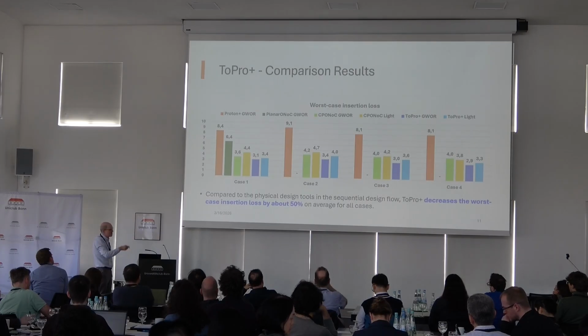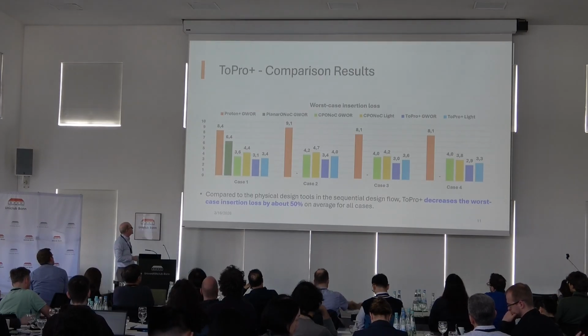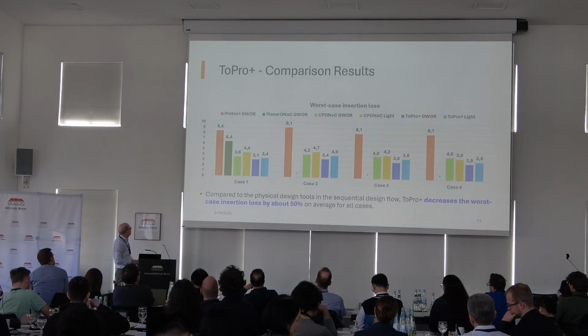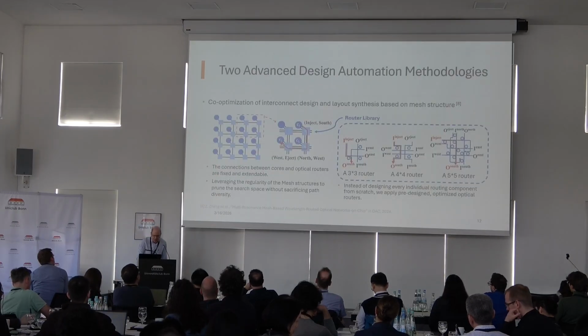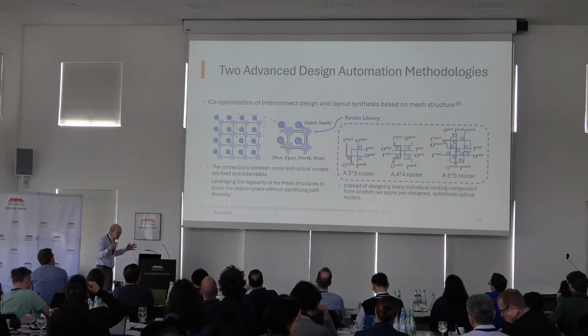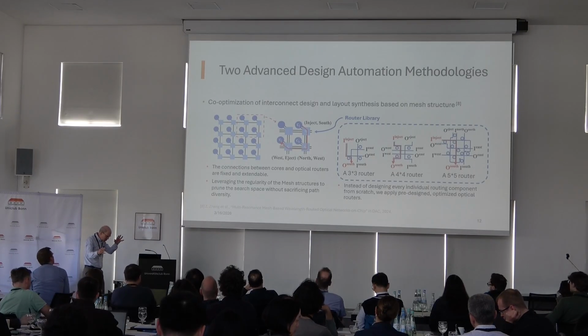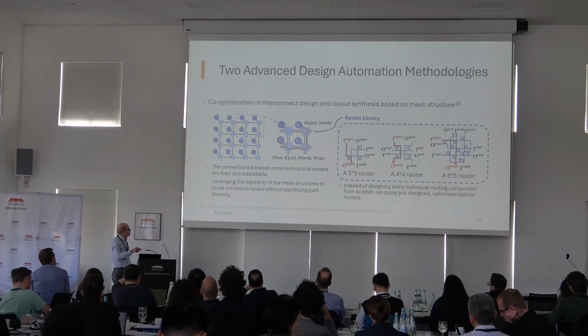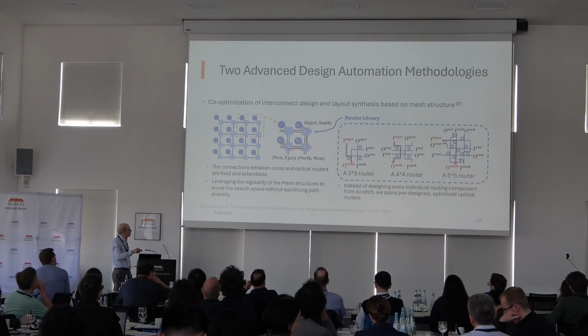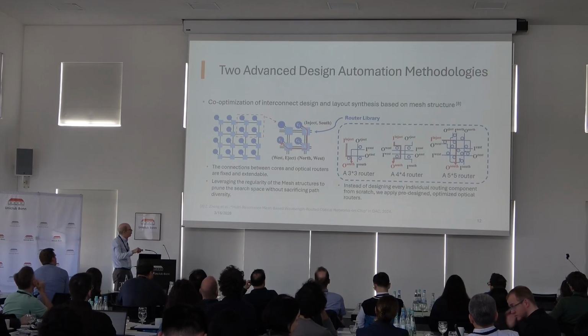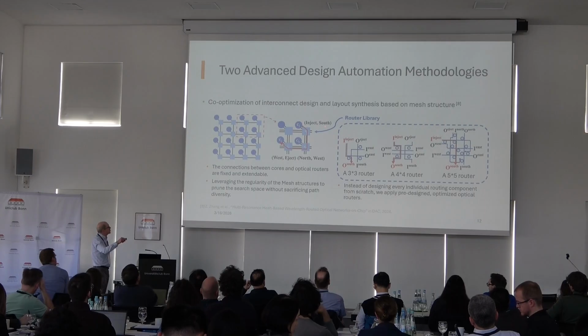And obviously, as in all these results slides, it's better than previous approaches by about 50% on average compared to the traditional previous approaches. The second concept, again, tries to bridge topology and physical design. Here the idea was to come up with a library of different routing components, 3x3 router, 4x4, 5x5, and so on, and to use a mesh-based structure.